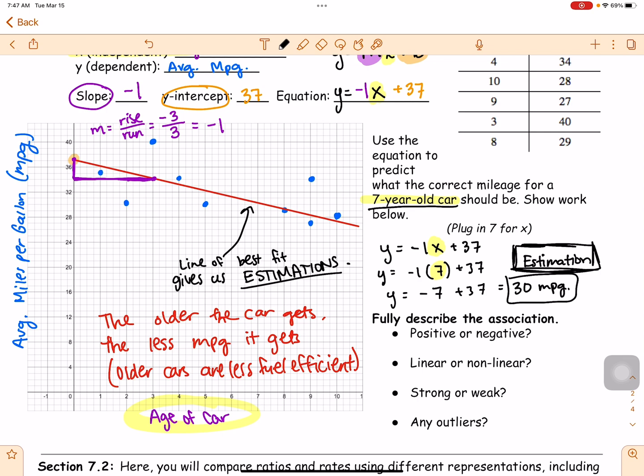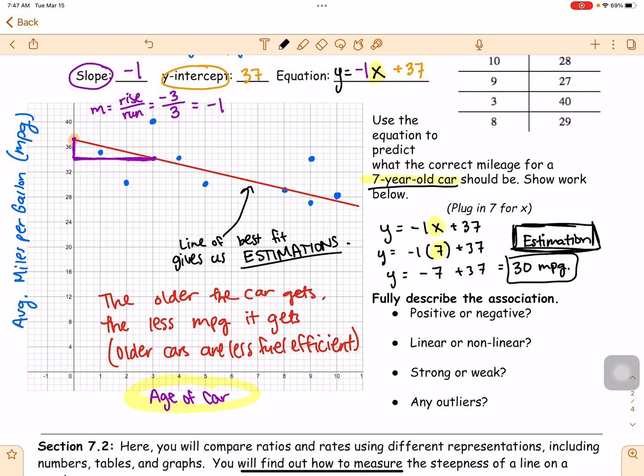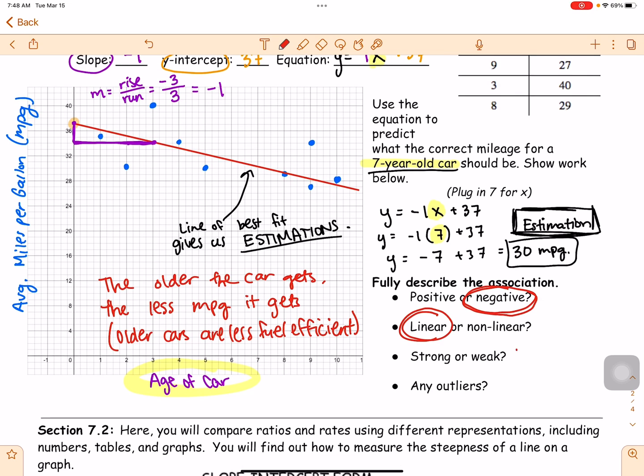So looking at this association here, is our line positive or negative? This one is negative. It's going down from left to right. Is it linear or nonlinear? The fact that we can draw a line of best fit means it is linear. Is it strong or weak? I would say this one is moderate to weak. It's definitely not strong data, but it's kind of moderate to weak data, is what I would say.